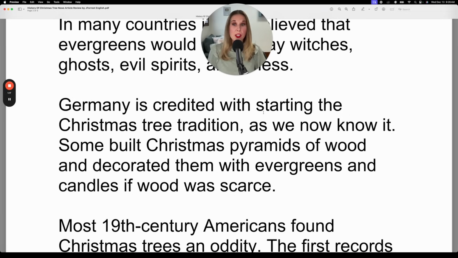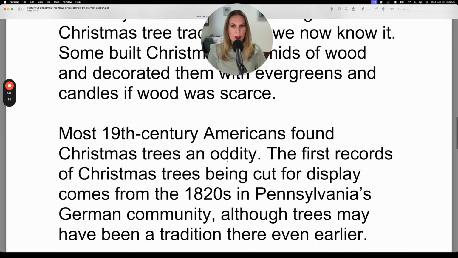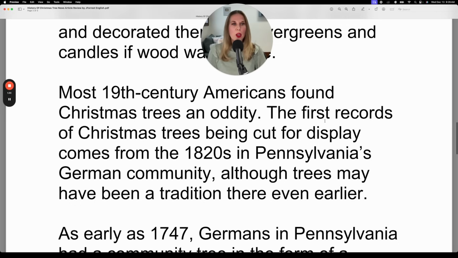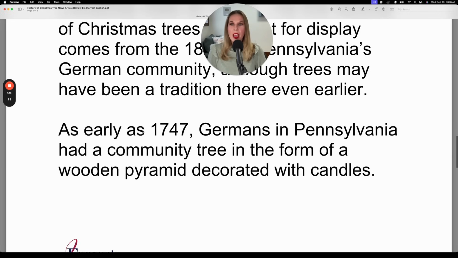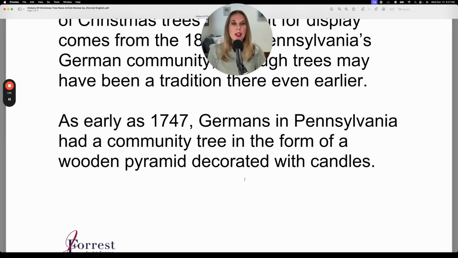Germany is credited with starting the Christmas tree tradition as we now know it. Some built Christmas pyramids of wood and decorated them with evergreens and candles if wood was scarce. Most 19th century Americans found Christmas trees an oddity. The first records of Christmas trees being cut for display comes from the 1820s in Pennsylvania's German community, although trees may have been a tradition there even earlier.